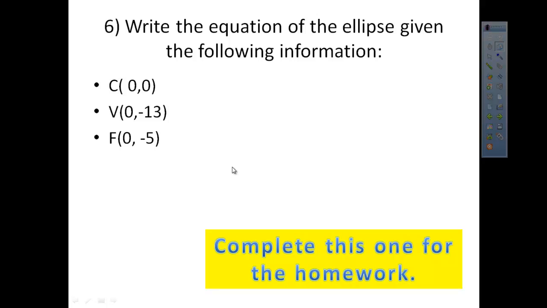So copy down this information and find the standard form of the ellipse given that the center is 0, 0, a vertex is 0, negative 13, and a focus is at 0, negative 5. If you need to pause to get this down, go ahead and do this now.